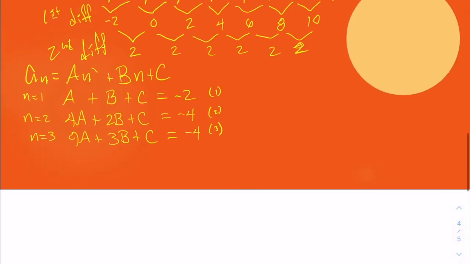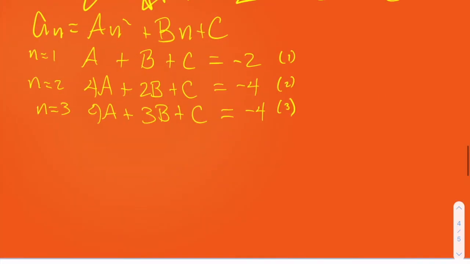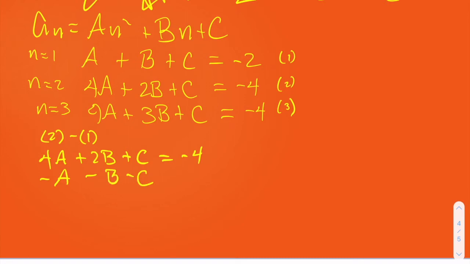And let's go ahead and do some subtracting. So if I do equation 2 minus equation 1, now I get 4a plus 2b plus c equals negative 4, and that's going to be minus a minus b minus c equals 2. So I can just add straight up and down. I get 3a, plus b, the c's go away, negative 4 plus 2 is negative 2. And so I'm going to give that one the name equation 4.